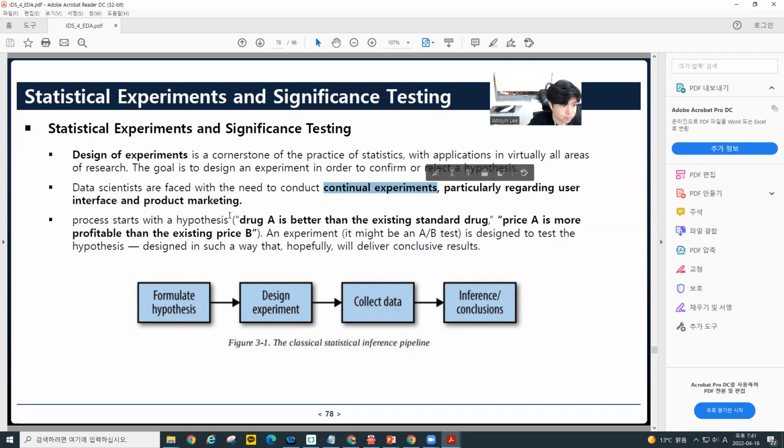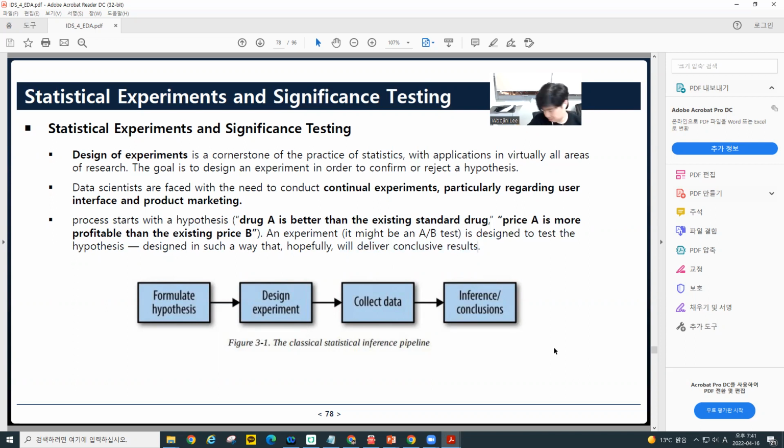For example, if I have a hypothesis like drug A is better than the standard drug, or maybe price A is better than price B, many statistical experiments compare those two, drug A and the other drug, and price A and price B. So it is called the A-B test, in which we compare the two options, A and B. These are designed to test the hypothesis, so we want to have conclusive results.